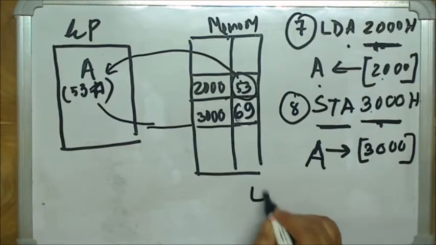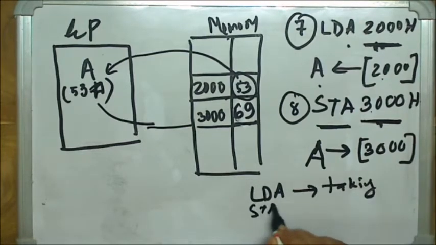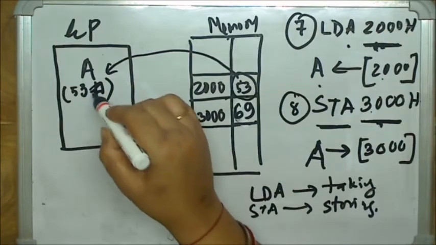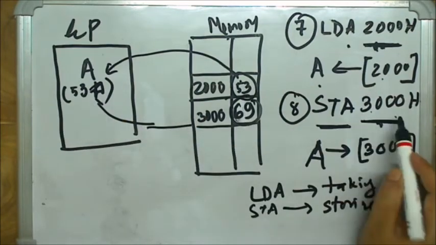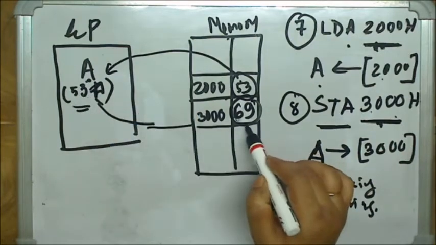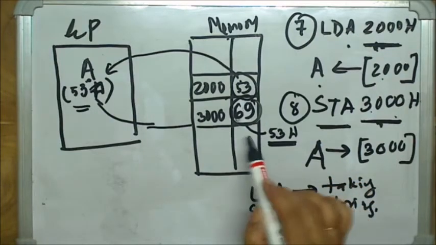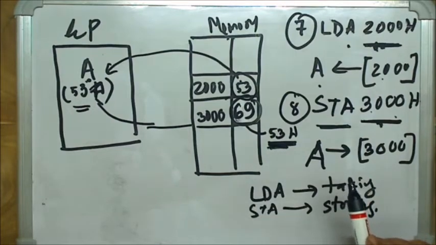LDA is taking the data, right? And STA, what is it doing? It is storing the data, right? So 53H, suppose A was loaded with 69H previously. Now as soon as you write STA 3000, what was there in A? 53H. Now the 69H will be overwritten by 53H. Now 3000H will contain data 53H as soon as you write STA 3000H. Fine? I think it is clear? Okay.